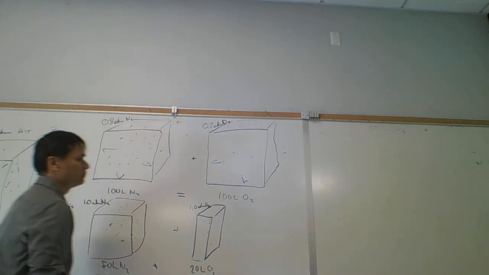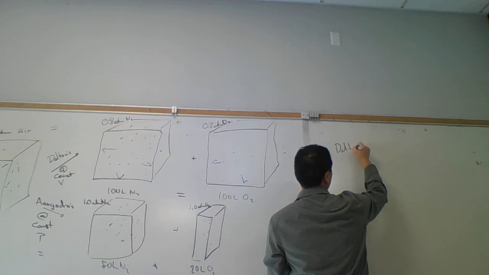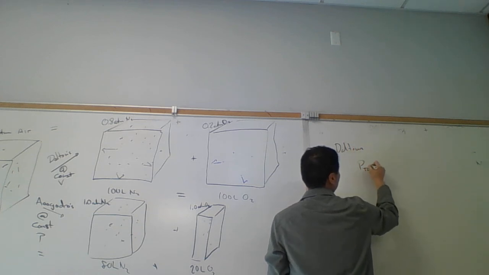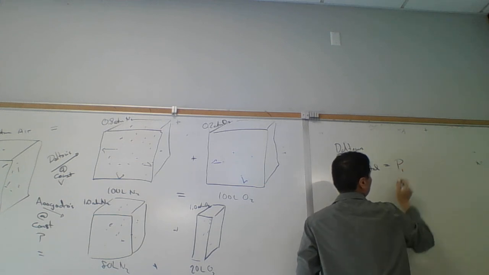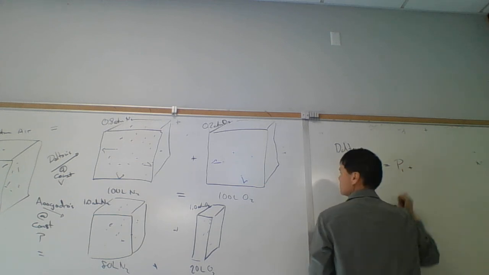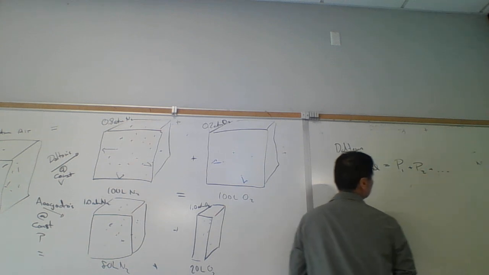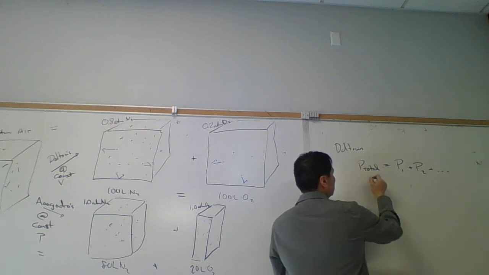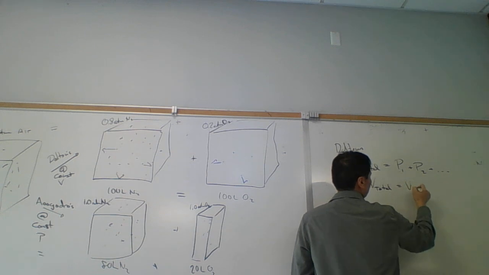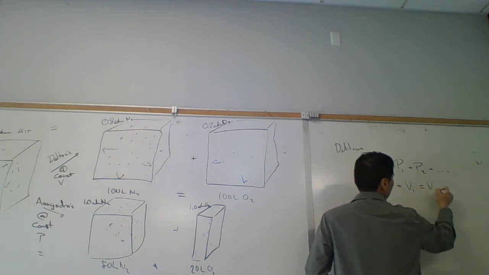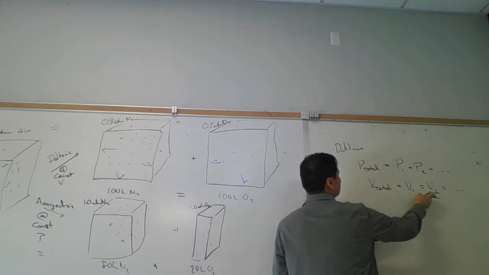And so 1 atmosphere of nitrogen plus 1 atmosphere of oxygen yields 1 atmosphere of air. That's constant volume. And so we'll just write the equation for Dalton's here. Dalton's is P total is equal to the sum of the individual pressures, the partial pressures we call it. So it's the partial pressure of nitrogen, which is the pressure of nitrogen, plus the partial pressure of oxygen, plus however many gases you have in there. But the volume's strange. That is, the volume total is equal to the volume of the nitrogen, which is equal to the volume of the oxygen, which is equal to the volume of anything else in there. And so the volumes are all the same here.